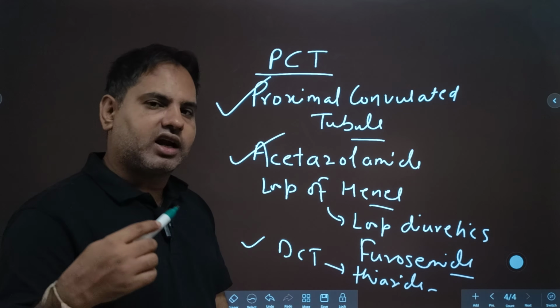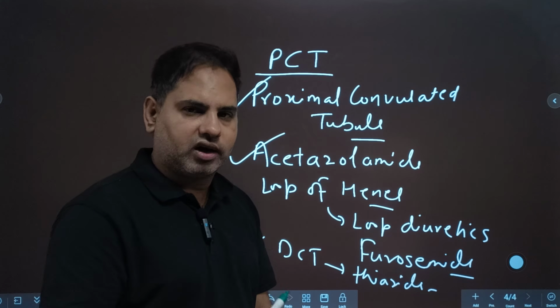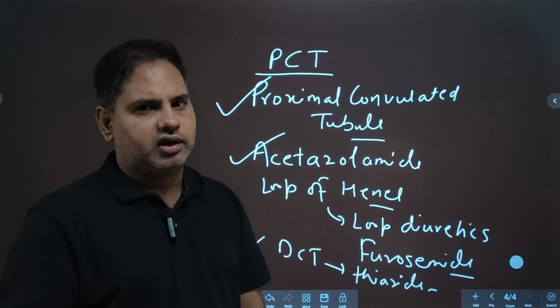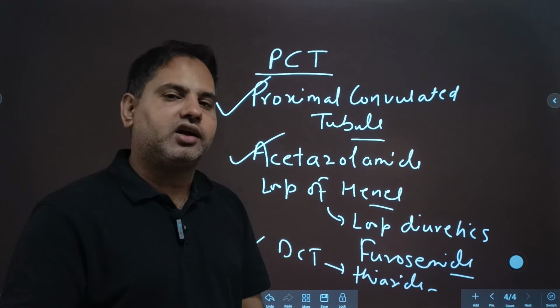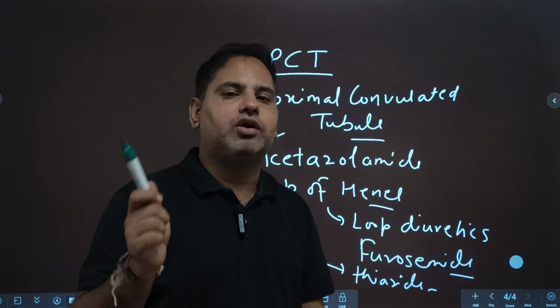Then there are drugs which are acting on the collecting ducts or the later part of the distal convoluted tubules. These we call potassium sparing diuretics, right? These are the drugs which inhibit the action of aldosterone.